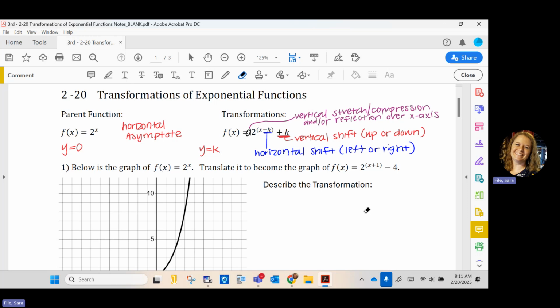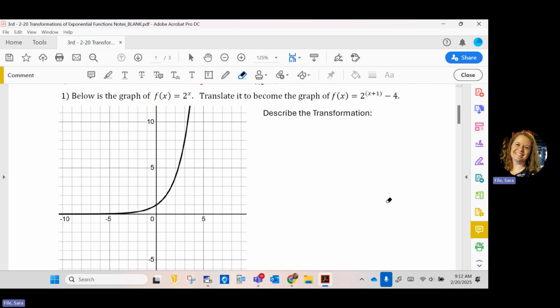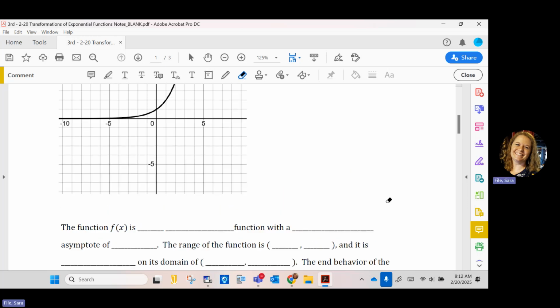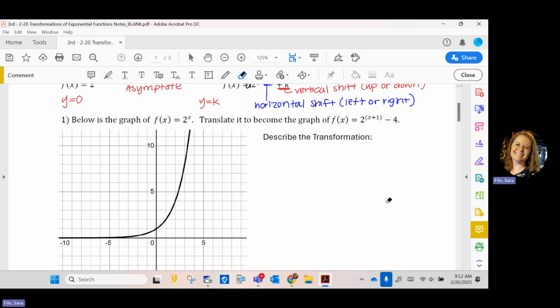So let's jump into these where they are giving us a parent function with whatever the given base is. In this first one, it's a base 2. Okay, and then they're asking us to translate it. They want us to graph it and describe the transformation. And then under the graph, there's a whole bunch of information we want to identify. Okay, so I'm going to start with the description.